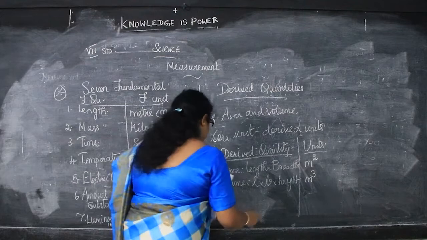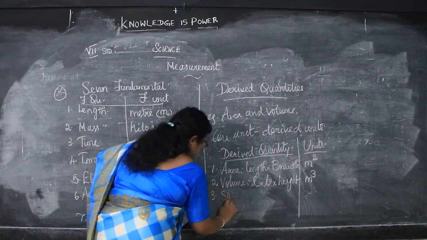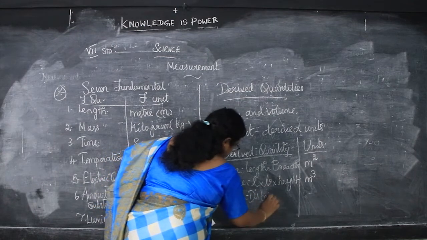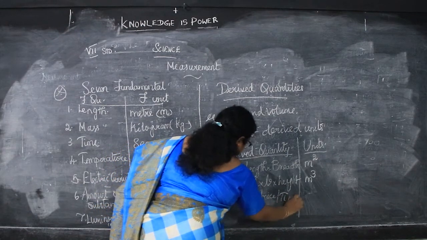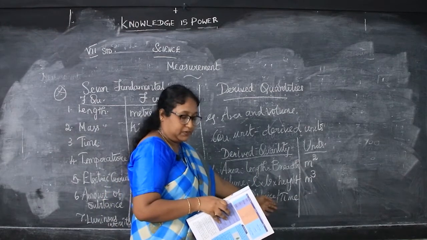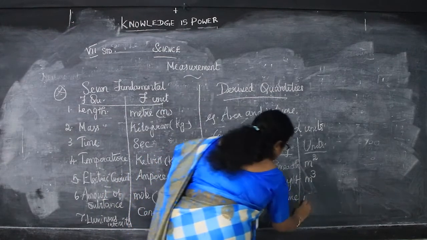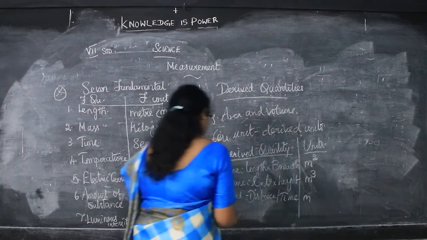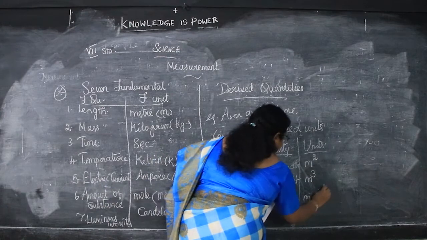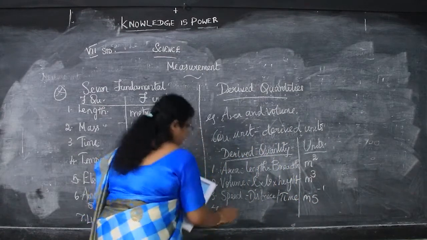Then next is speed, distance by time. So what is the speed? The speed is the distance taken in a time, and the unit is m s to the power of minus 1.